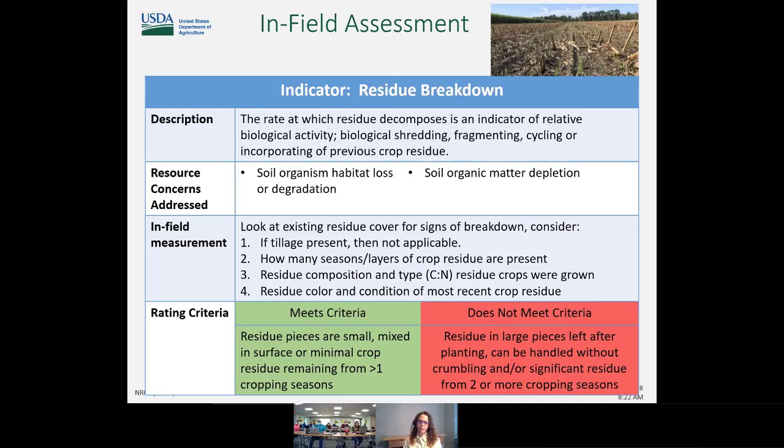If you're seeing a lot of small pieces that are mixed into the surface and there's minimal identification of clearly identified crop residues, then you're meeting the criteria, and you want to assess how many cropping seasons you might have. If you have more remaining from the last cropping season, if the residue is in large pieces or left over after planting, if it can be handled without crumbling, or you're not seeing a lot of evidence of breakdown, or you're seeing residues from 2 or more cropping seasons, then it would not meet the criteria.